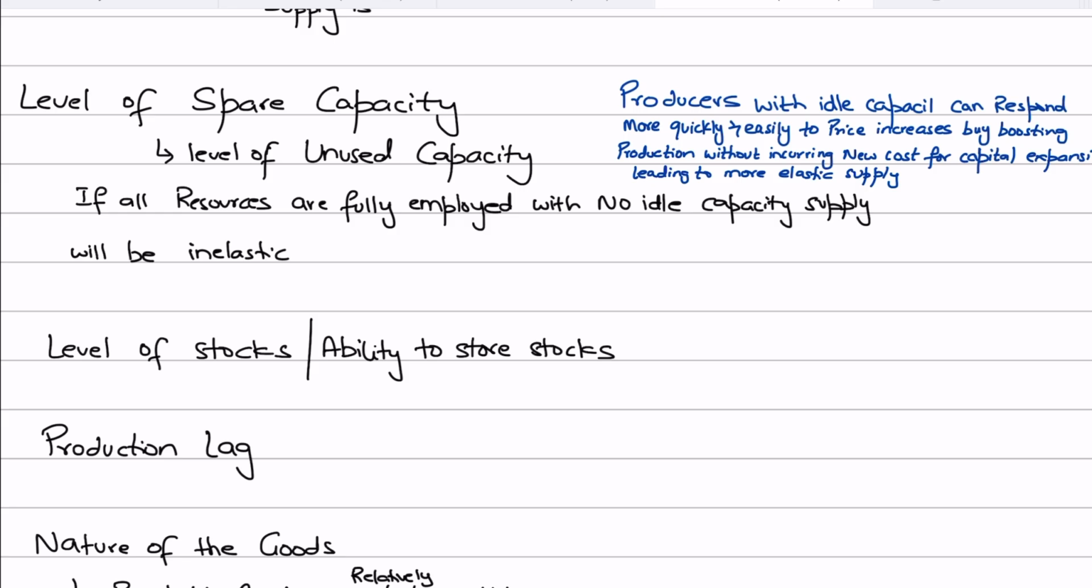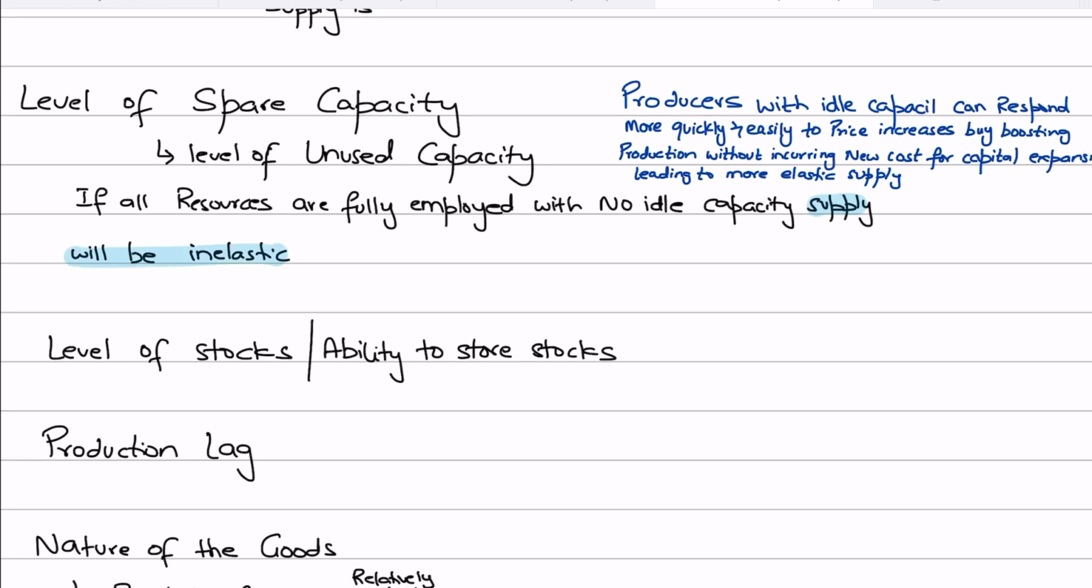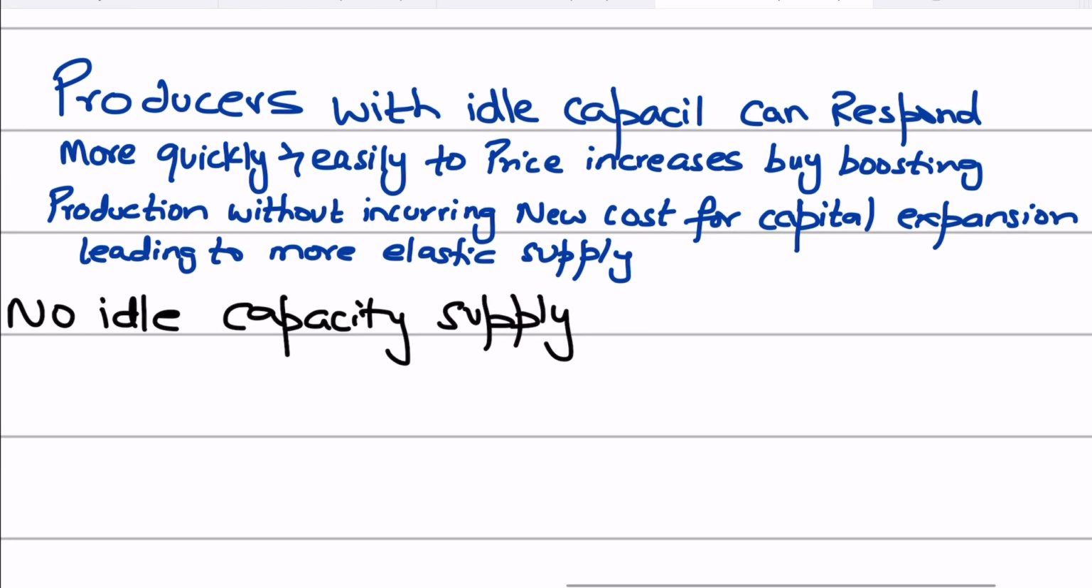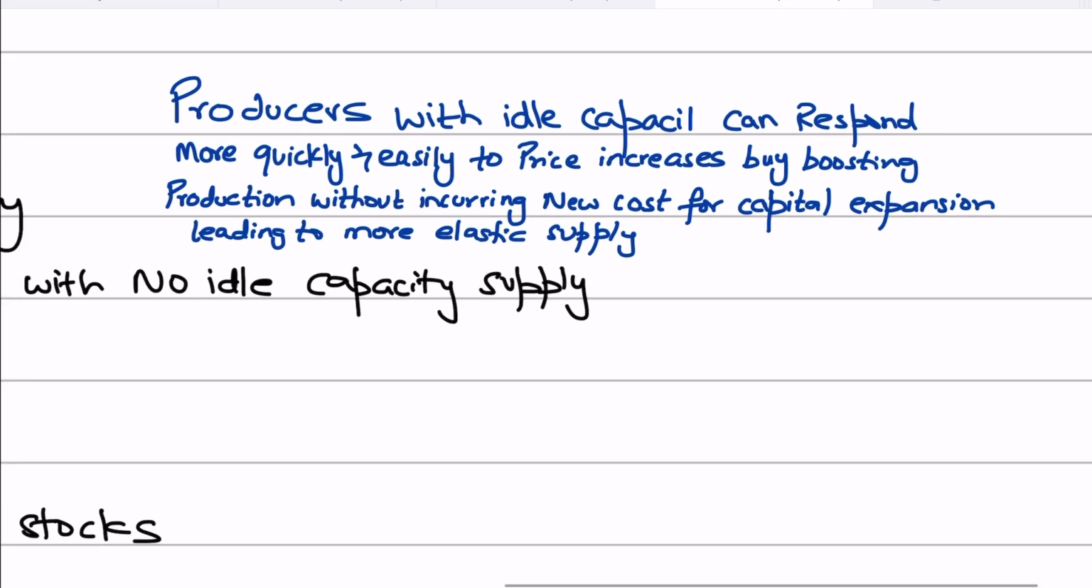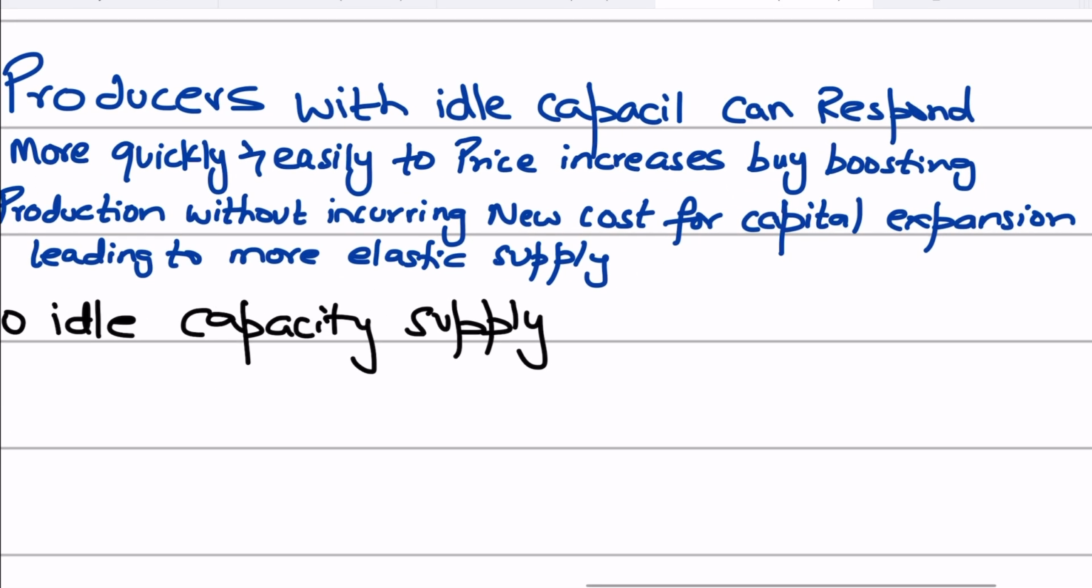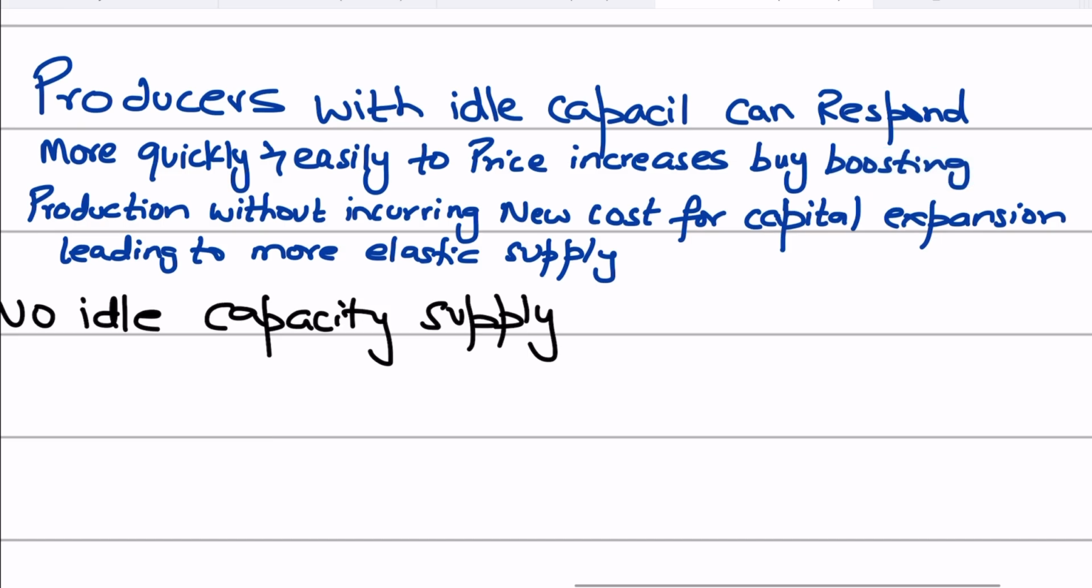But if resources are fully employed, there's no idle capacity, then in that context your supply would be inelastic. Producers will not be able to increase production, right? So remember that producers who have idle capacity can respond more quickly and more easily to subsequent increases in prices. They could simply boost production without incurring the new cost of capital expansion. There's no need to incur any cost of capital expansion or open another plant or hire more machinery, because you already have machinery and labor lying idle, and you could use that, right?